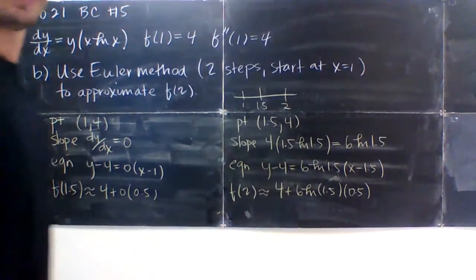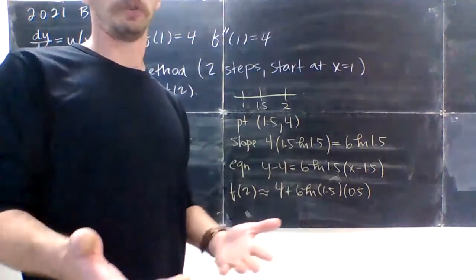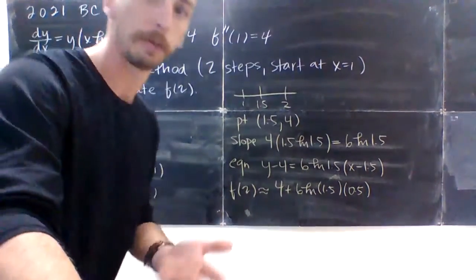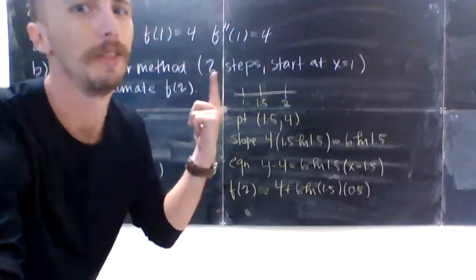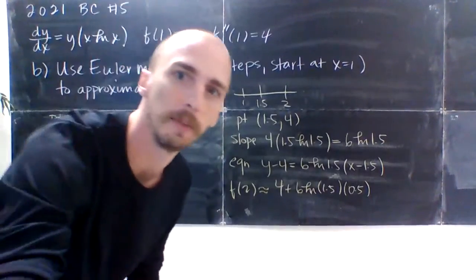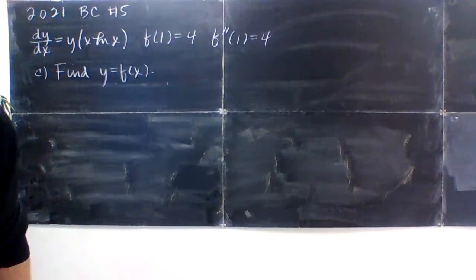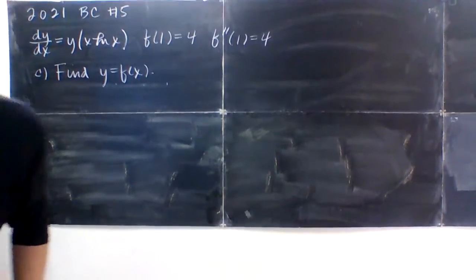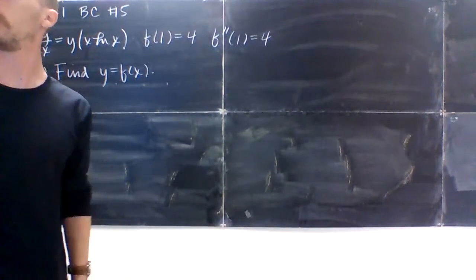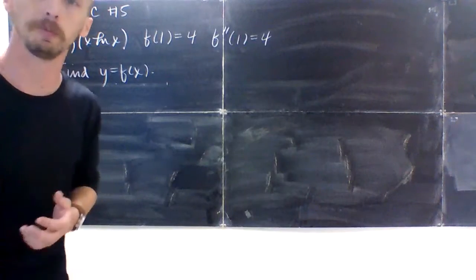So, for part C. Part C is going to ask us to find the particular solution using separation of variables. This should be something that's pretty comfortable to you, except this one's going to require a little bit of extra from that product there. All right, so part C says, find the particular solution y equals f of x to the differential equation dy dx equals y times x log x with initial condition f of 1 equals 4.